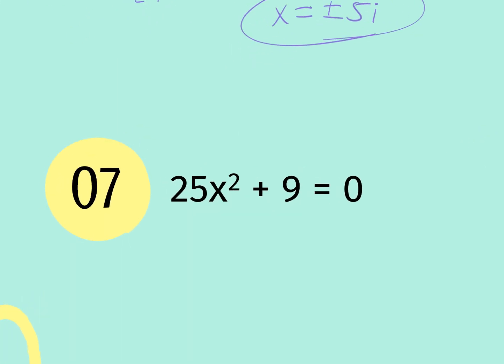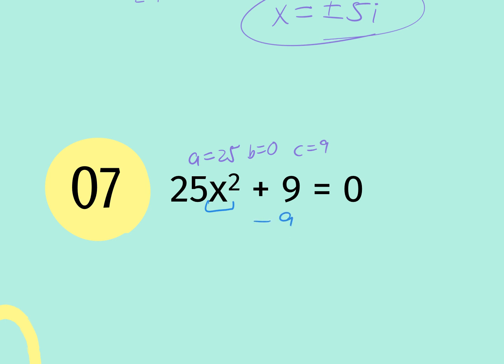You could use the quadratic formula and say a equals 25. There's no x term, so we say b is 0 and c is 9 and plug it into the quadratic formula. That's fine. But again, you want to get your squared term by itself here, since that would be the most efficient way to do it.